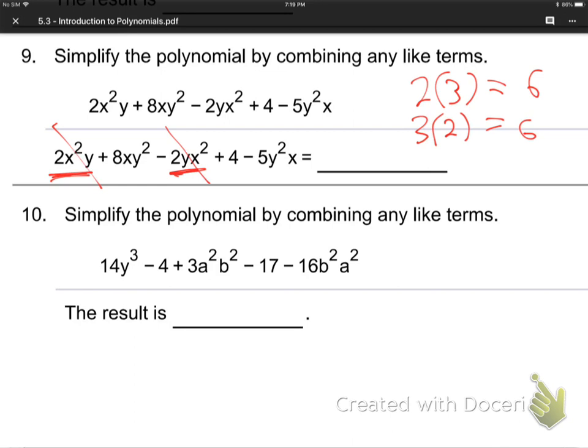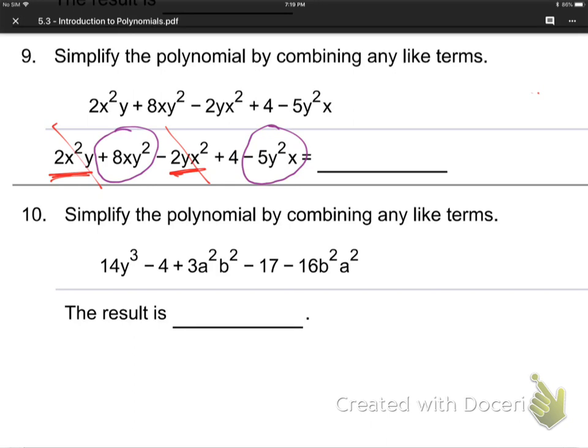Now, how about the other two? You guys tracking with me? Am I making some sense? The order doesn't matter, right? So how about 8xy squared? Now, is that the same thing? Yes, because the order doesn't matter. So 8 of those, take away 5 of those, 3 of those. You can write it any way you want. I usually do it in alphabetical order. And then what else we got? We got plus 4, and that's it. So we good there? They're testing if we're okay with the order swapping. All right, try number 10.